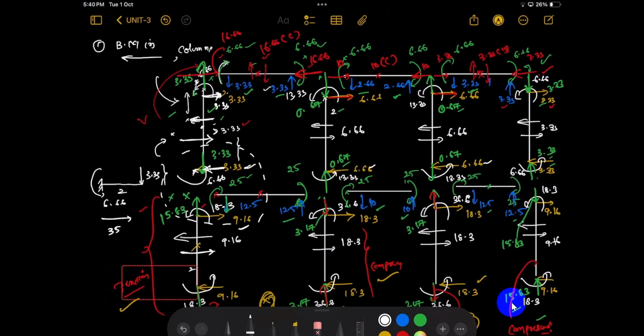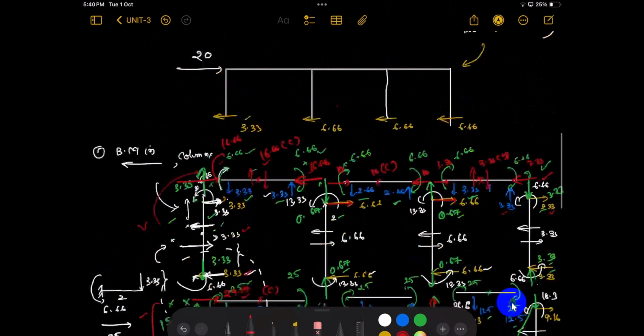What are the effective forces at the joint? 9.16 minus 3.33. What is that? 5.83. Yes, 5.83 is the effective force, minus 35, so 29.17. So the remaining force is 29.17. If you check this now, 29.17 plus 9.16 minus 3.33, you can get 35. This 35 should be maintained at the joint.